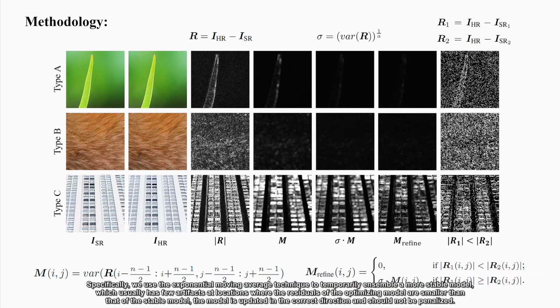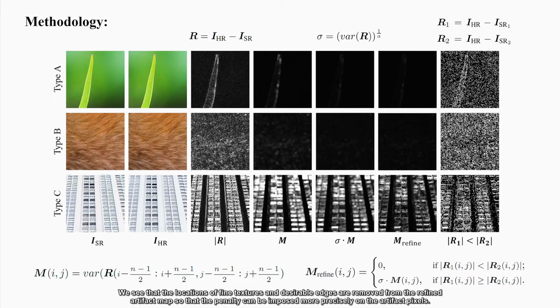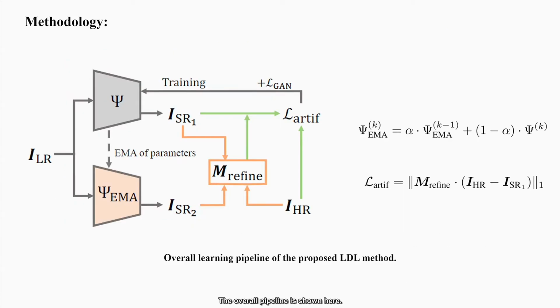Specifically, we use the exponential moving average technique to temporally ensemble a more stable model which usually has few artifacts. At locations where the residuals of the optimizing model are smaller than that of the stable model, the model is updated in the correct direction and should not be penalized. We see that the locations of fine textures and desirable edges are removed from the refined artifact map so that the penalty can be imposed more precisely on the artifact pixels. The overall pipeline is shown here. Given the refined artifact map M-refine, we calculate an artifact discrimination loss during training.